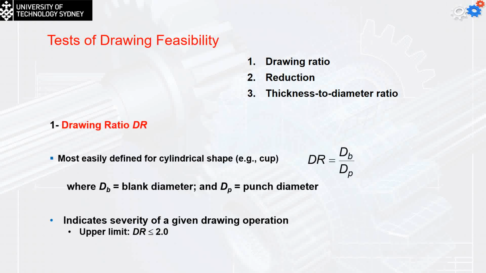And the last thing is the thickness to diameter value, or t divided by Db. And this should always be greater than 1%. If these three conditions are satisfied, then we can say that this part can be simply drawn.